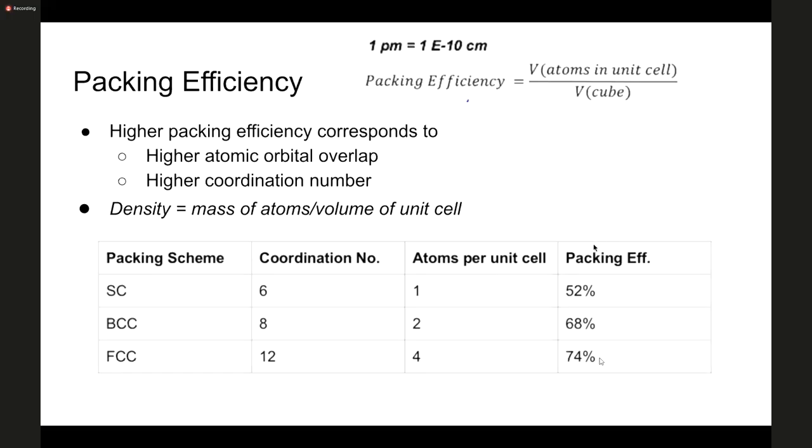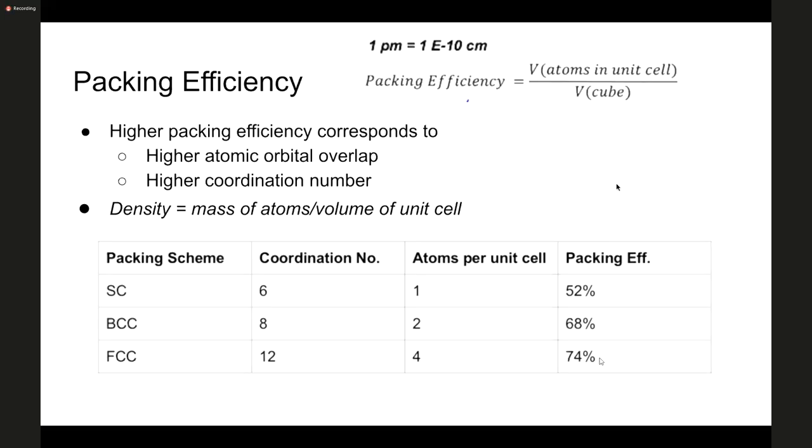So with the packing efficiency, something to note is that metals usually pack in the more efficient arrangements because all of them are the same size, compared to the ionic solids, where we have to compare the different sizes of the ions and the interstitial spaces. Sometimes it's not always in the most efficient packing scheme.